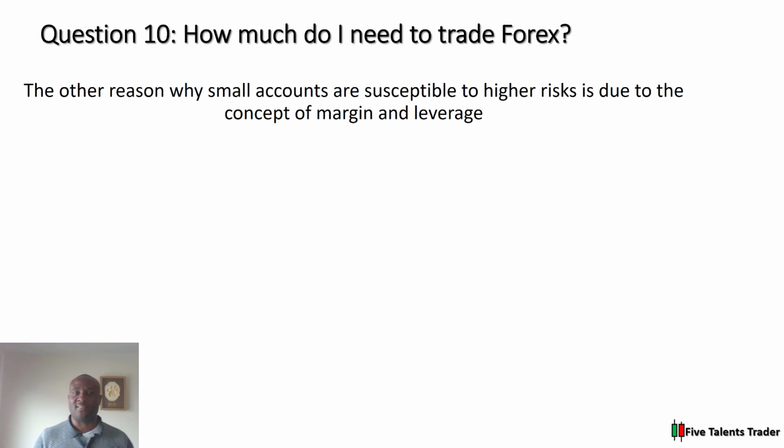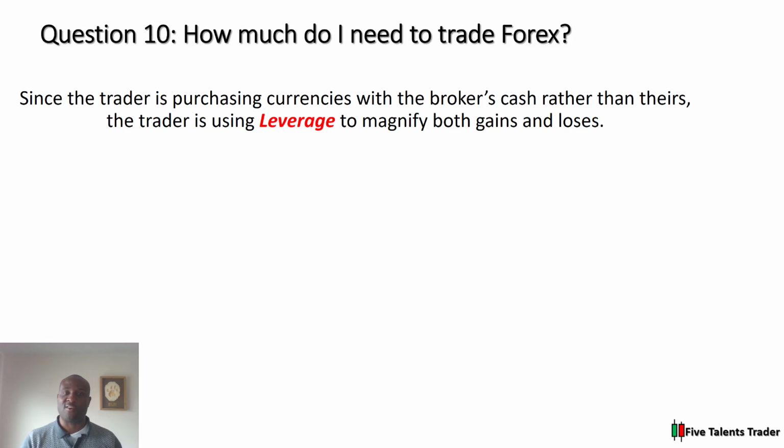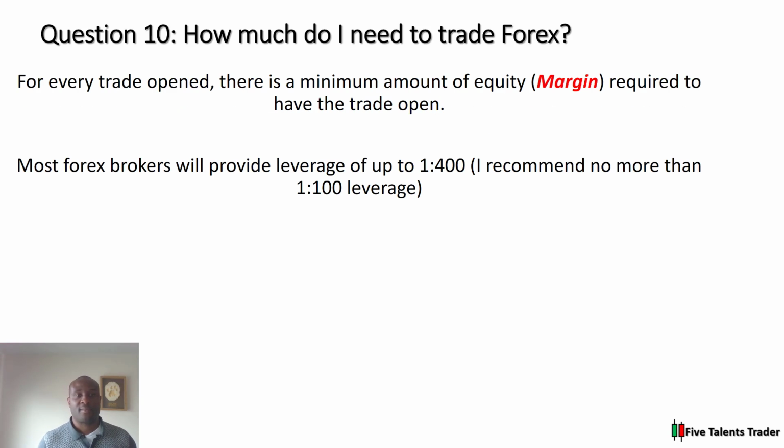The other reason why small accounts are susceptible to higher risks is due to the concept of margin and leverage. Now, most brokers will provide margin accounts to retail traders. With a margin account, the broker lends the trader cash to purchase currencies. Cash in the trader's account is used as a form of collateral. Since the trader is purchasing currencies with the broker's cash rather than theirs, the trader is using leverage to magnify both gains and losses. For every trade open, there is a minimum amount of margin, or minimum amount of equity, known as margin, required to have that trade open.